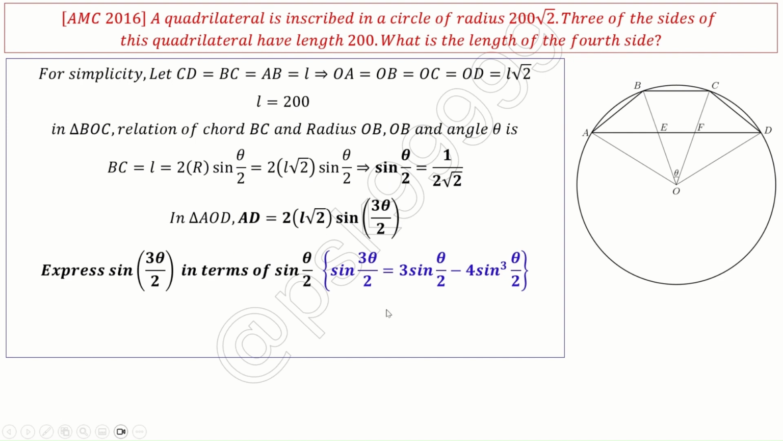That is nothing but sine 3x is equal to 3 sine x minus 4 sine cube x. Just substitute the values and you will get your sine 3 theta by 2. So AD is equal to 2 root 2 L into 3 by 2 root 2 minus 4 by 16 root 2, which simplifies to 5 by 2 L, that is 500, the answer. Hope you understand how simple this problem is if you really apply trigonometry.